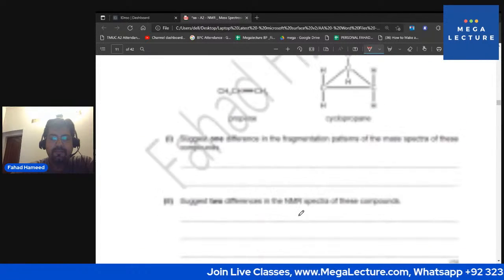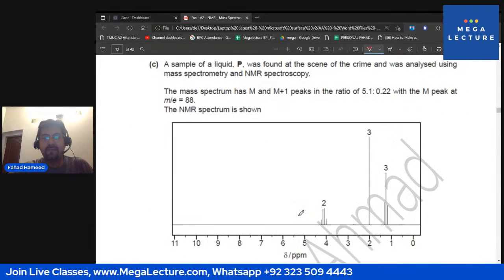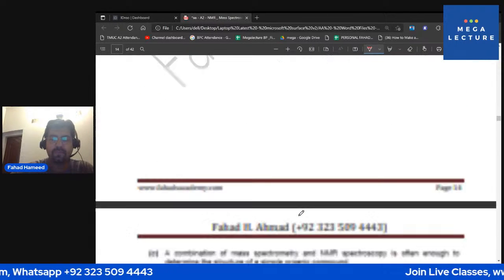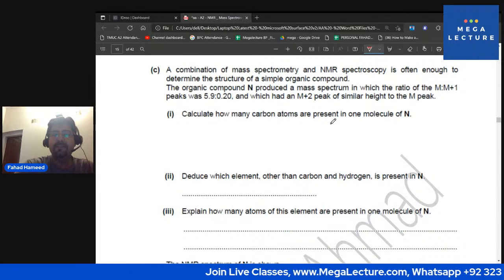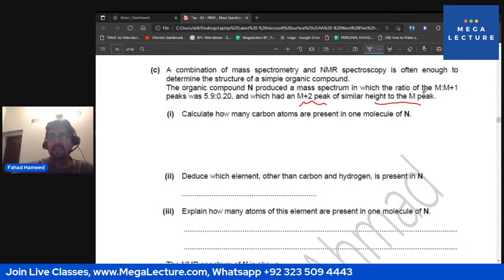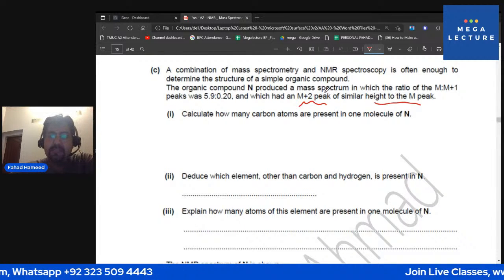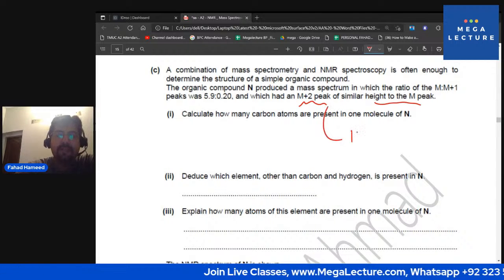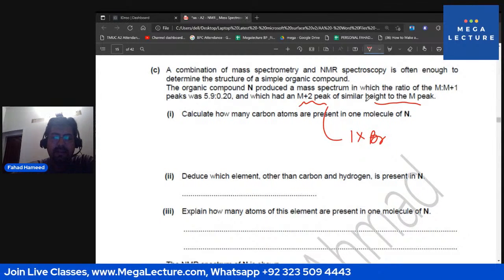Let's do another one. I think that's still M plus 1. Over here you had an M plus 2 peak. Again, the M plus 1 is given, so you can figure out the number of carbon atoms. The M plus 2 ratio is given, and they're saying that they have similar height. When they have similar height, that means 1 bromine is present. So you've got 1 bromine present.